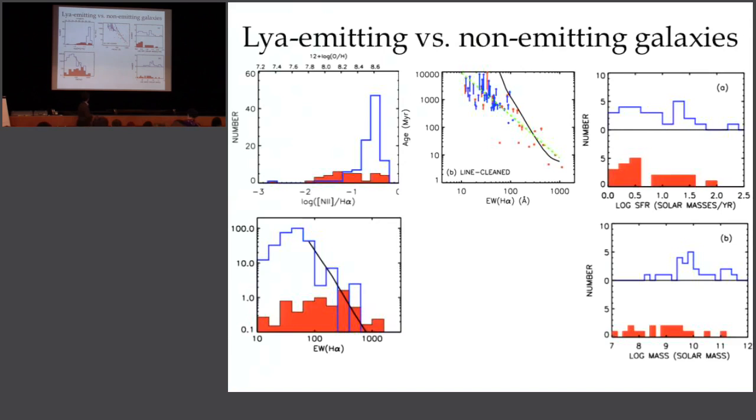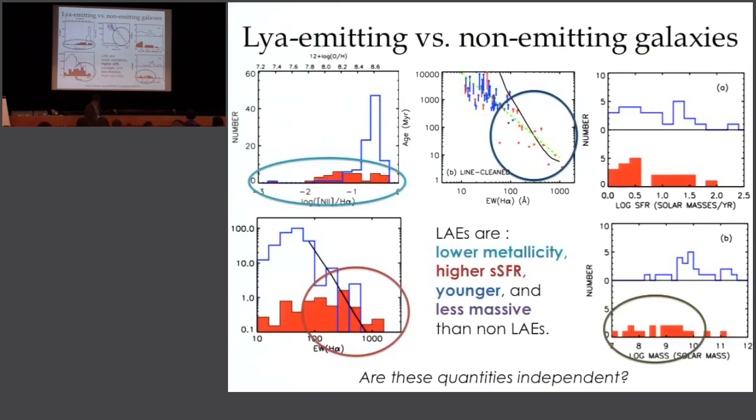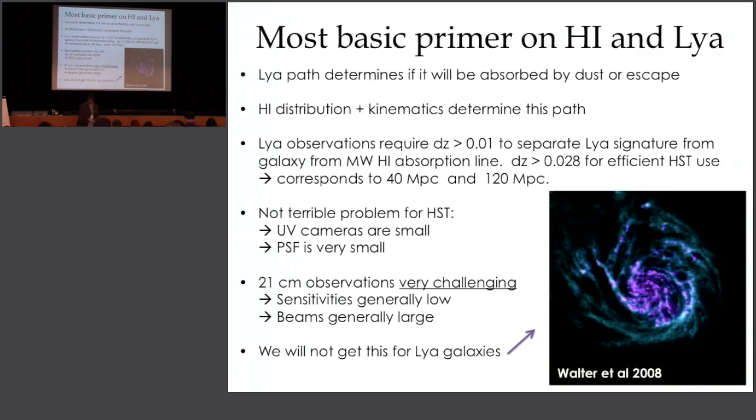The blue ones are the continuum selected galaxies. You see again, the result with Lyman-alpha selected galaxies is the same with the UV continuum. They're low metallicity, they have high specific star formation rates, they're younger, and they're less massive. And again, all of these quantities are not independent quantities. So when we selected galaxies for the LARS study, we picked them out to be at redshift between 0.03 and 0.2.